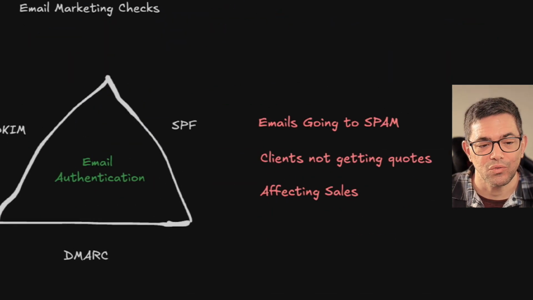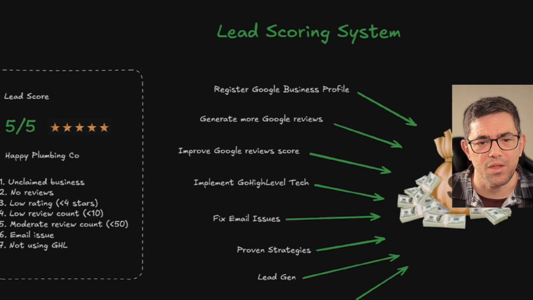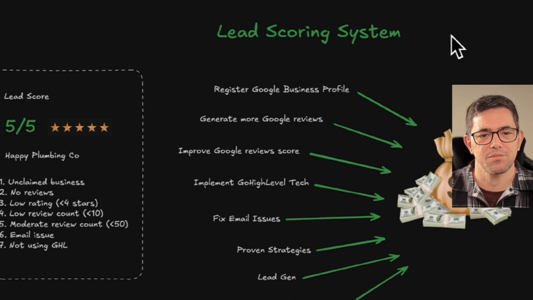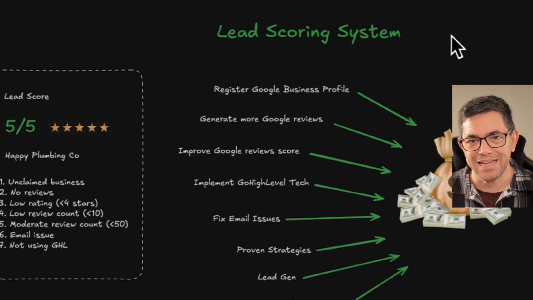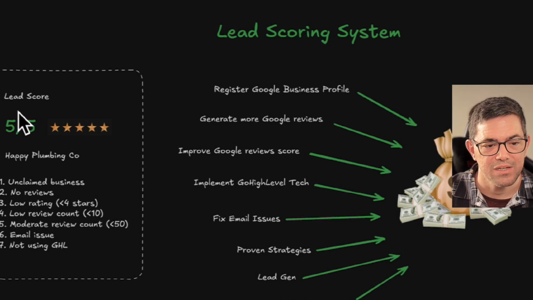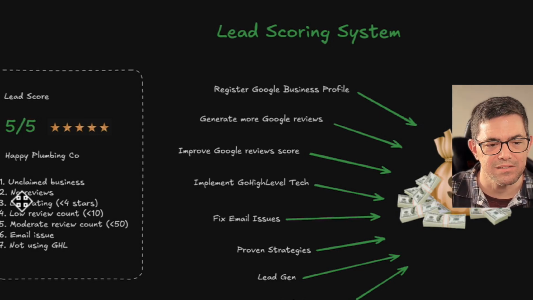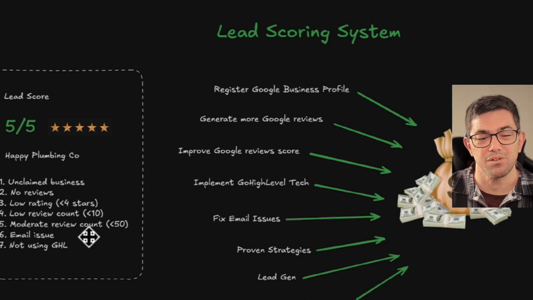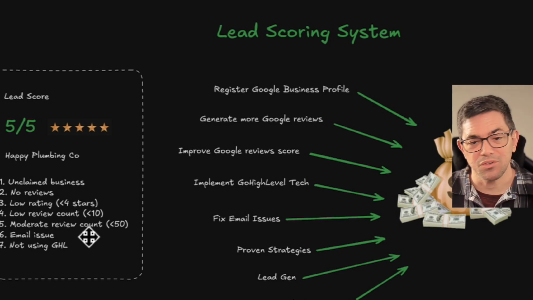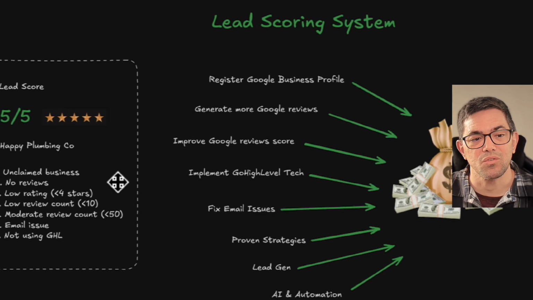Okay, so super cool. So the other thing I wanted to show you is this, and this is really cool. So it builds a scorecard. Okay, so it's going to detect all the problems they might have, such as unclaimed businesses, no reviews, low rating, low review count, moderate review, email issues, if they're using Go High Level or not. And then it's going to create a lead score.